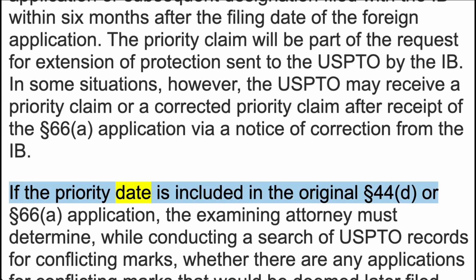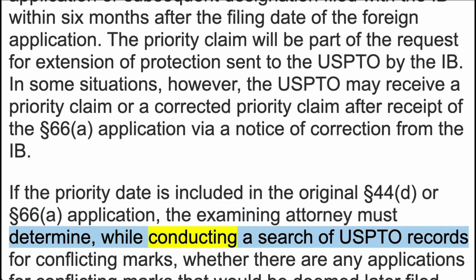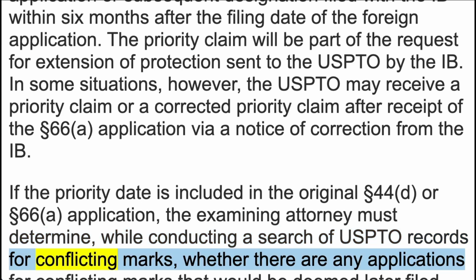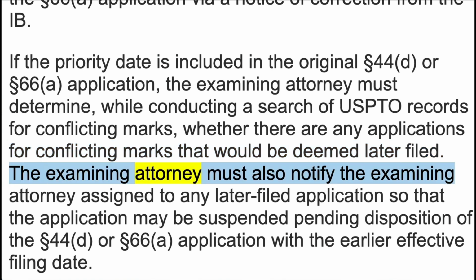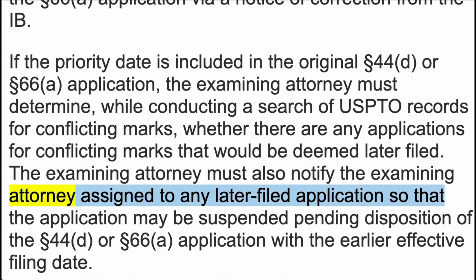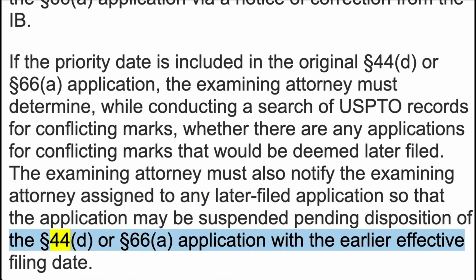If the priority date is included in the original Section 44(d) or Section 66(a) application, the examining attorney must determine, while conducting a search of USPTO records for conflicting marks, whether there are any applications for conflicting marks that would be deemed later filed. The examining attorney must also notify the examining attorney assigned to any later filed application, so that the application may be suspended pending disposition of the Section 44(d) or Section 66(a) application with the earlier effective filing date.